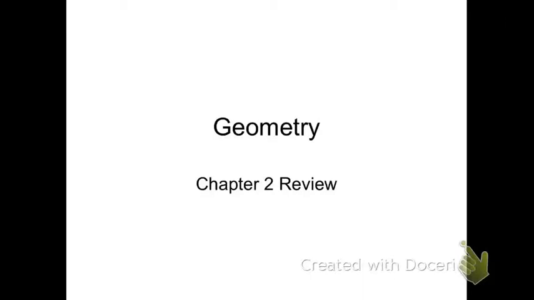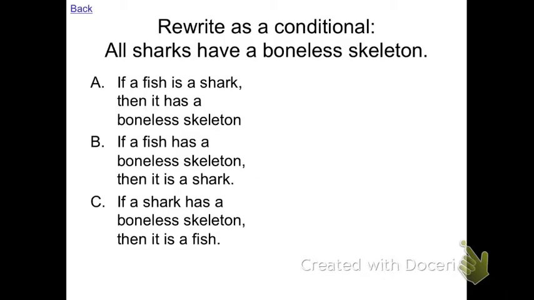These examples are going to review some of the concepts in Chapter 2, including the theorems and definitions and angle pair relationships. Let's start with conditional statements.